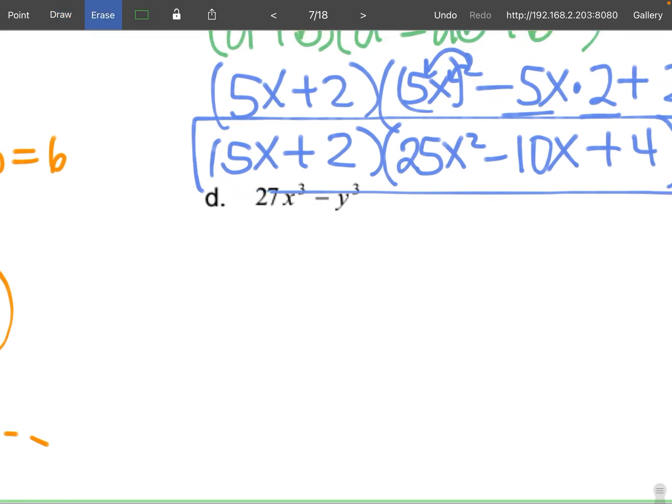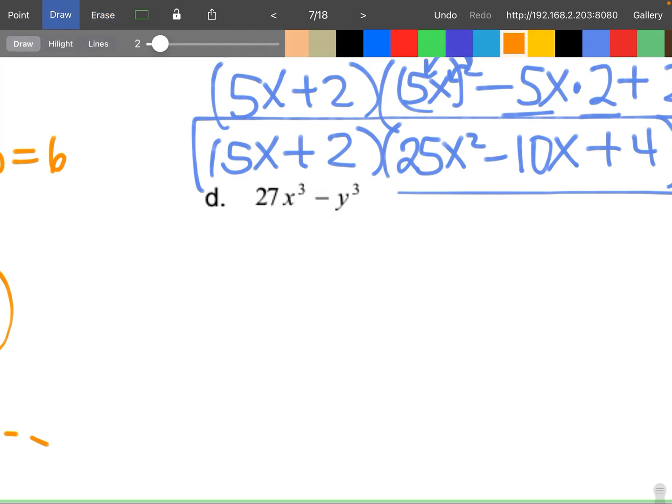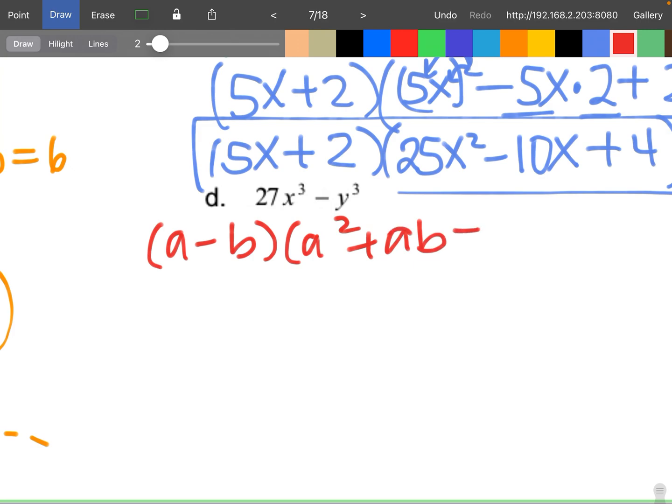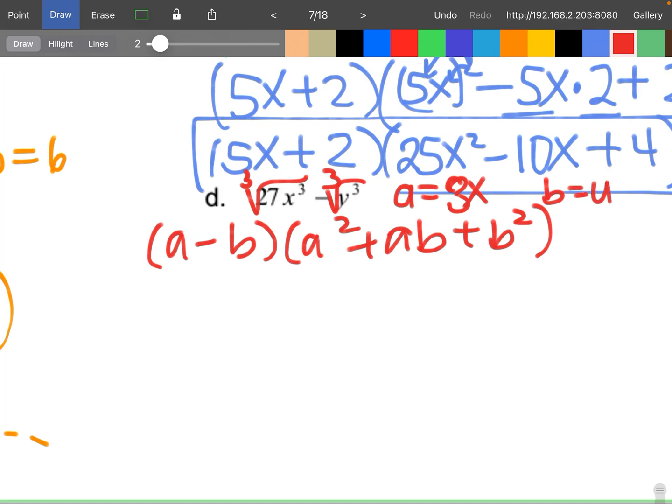So here for letter D, again, I'm left with a minus sign in between my 2 cubes. So I know I'm going to be using the formula (a minus b) times (a squared plus ab plus b squared). And I'll be taking the cube root of both. The cube root of 27 is 3, and the cube root of x cubed is just x, and the cube root of y to the third is just y. So my a is 3x and my b is y, so I can substitute that in my formula.